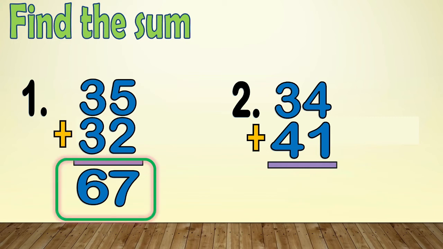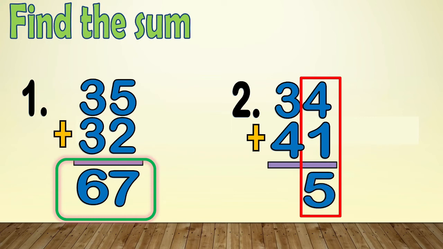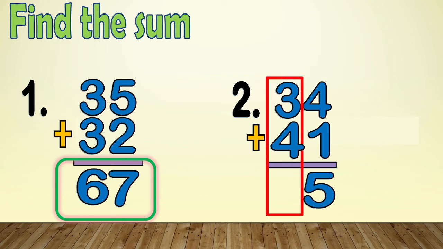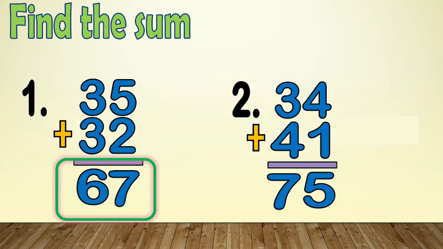Number 2. 34 plus 41. We start by adding the digit in the ones column. 4 plus 1 equals 5. Then add the tens place. 3 plus 4 equals 7. 34 plus 41 equals 75.